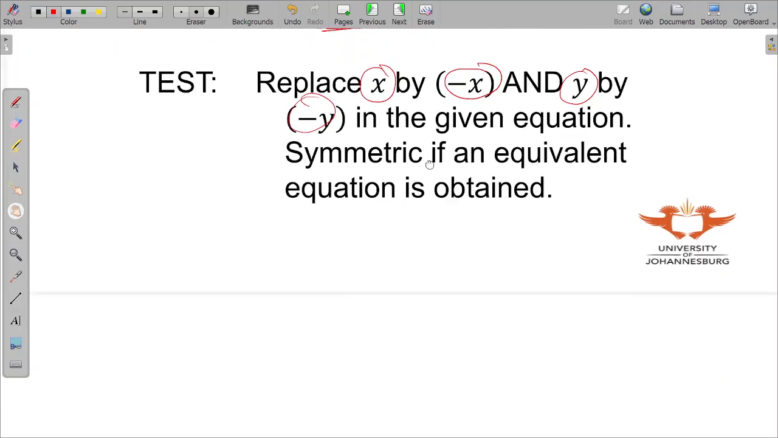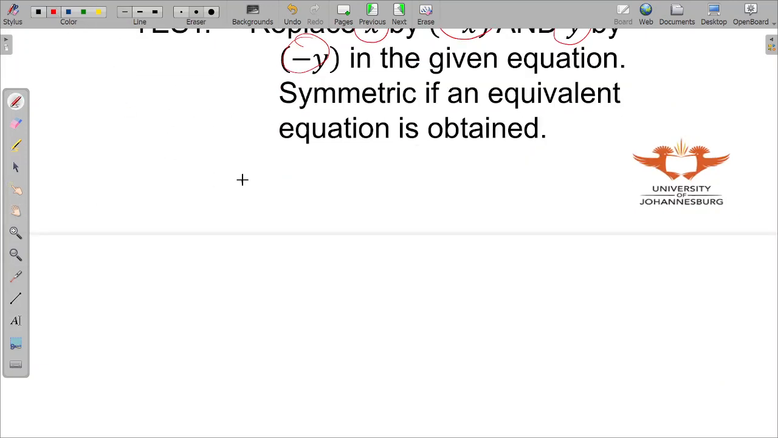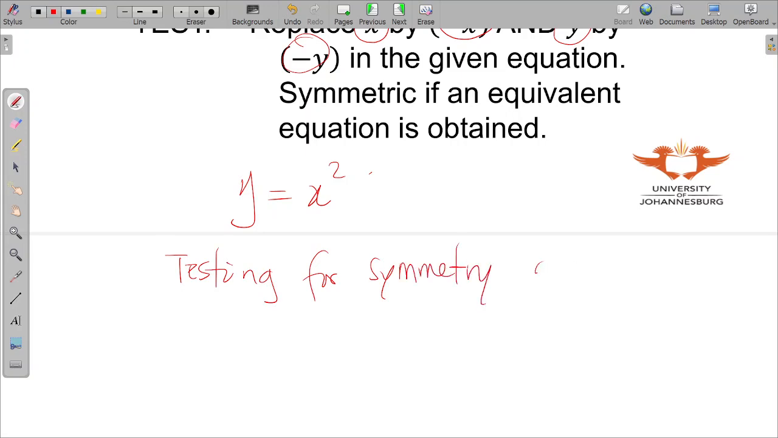For example, the one we picked before, y equals x squared. If you want to test for symmetry about the origin, we replace y with negative y, and we also replace x with negative x.